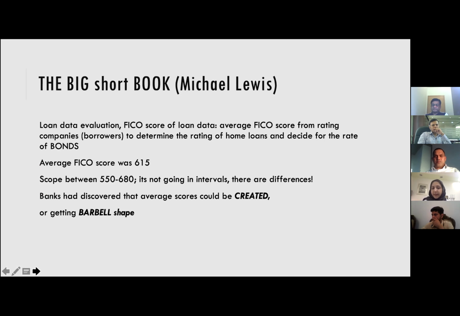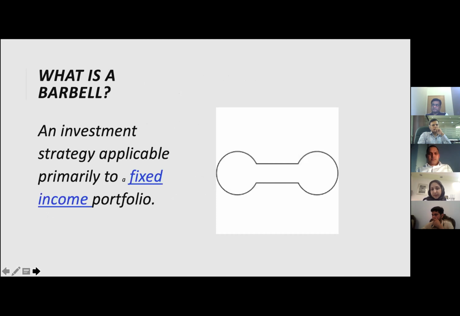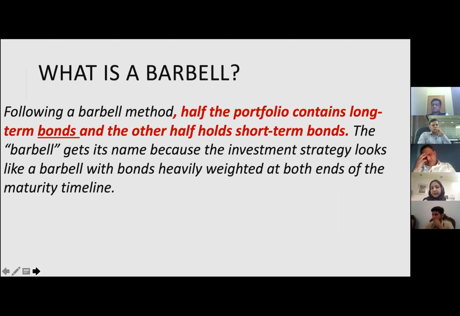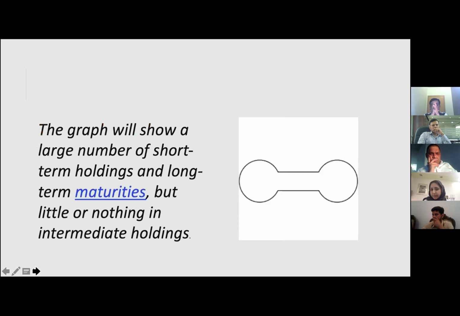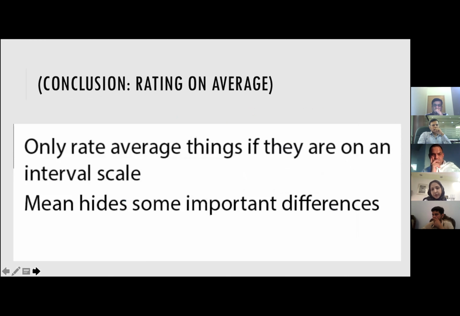And what they described as a barbell shape, maybe you guys know that, but I was curious to know what it is. So this is an investment strategy applicable to a fixed income portfolio. It says that because of the barbell method, half of the portfolio contains both the long-term bonds and the short-term bonds. It's called barbell because there is heavily weighted information or maturity timelines at both ends, while in the middle there is almost little or nothing in the intermediate holdings. So this is the description.